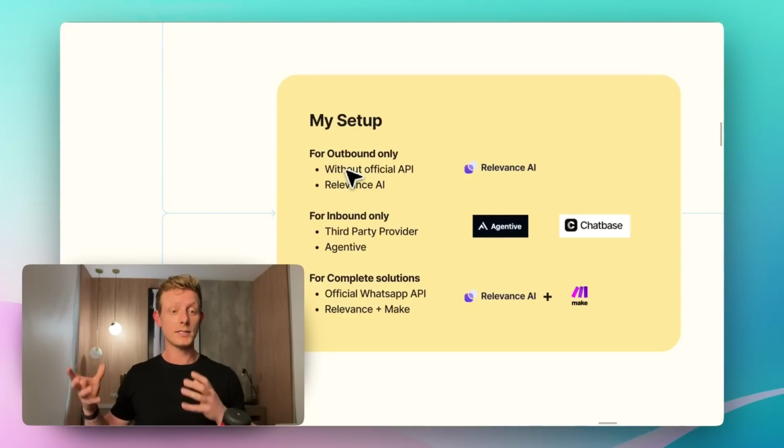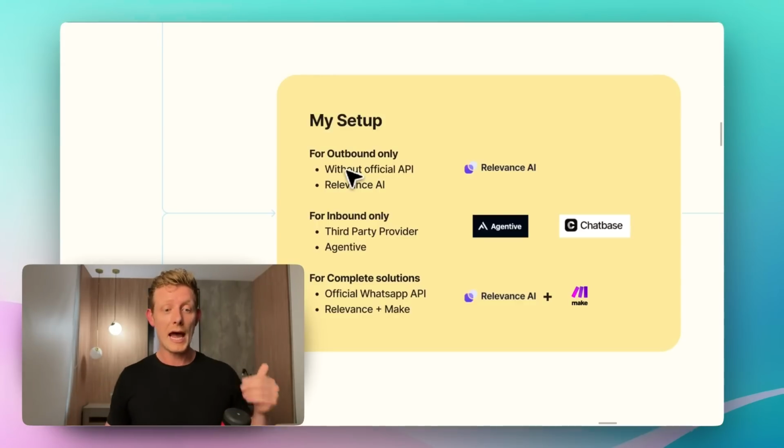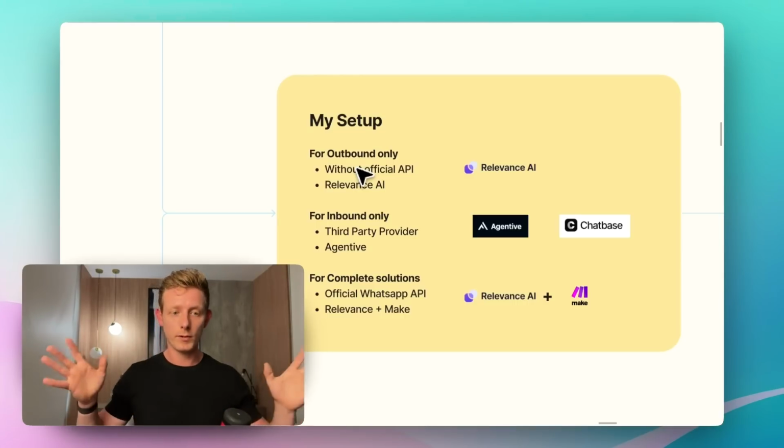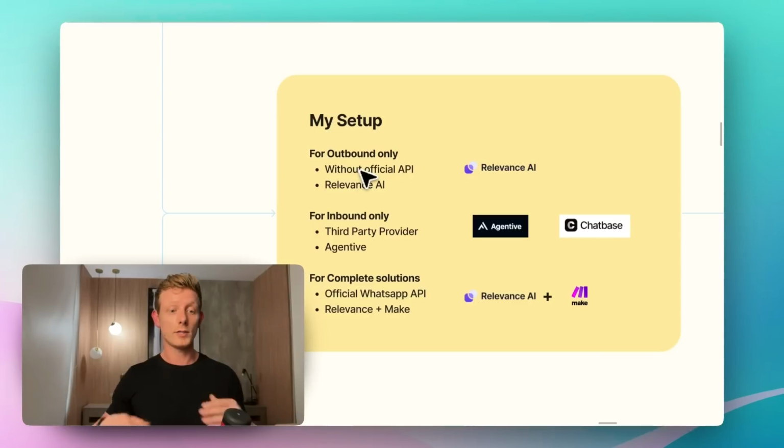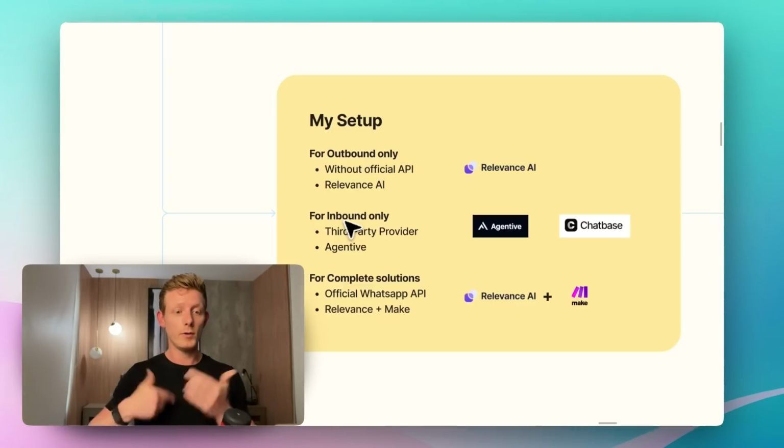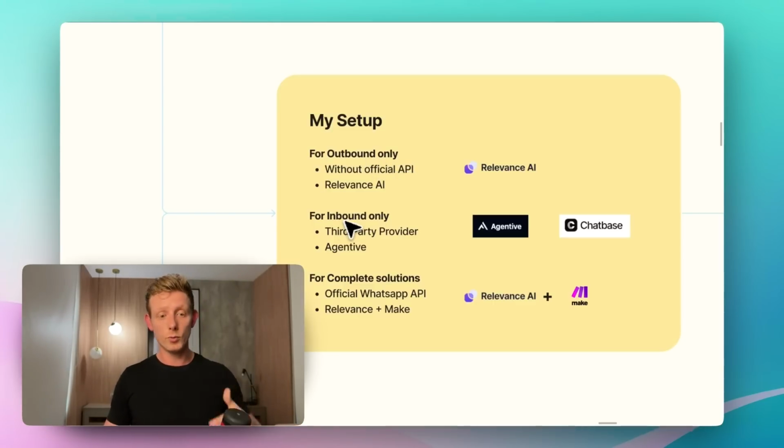Why? Because clients can still keep their own number, and we can do 100% personalized outreach, right? And then they can just take over the conversation inside of the normal WhatsApp Web or whatever chat management tool they use to actually respond to the customers if they respond, right? So that's my setup for outbound only. For inbound only, where we only respond to customers, I do like Agentive, right? Chat-based also pretty good, but I do prefer Agentive because of the tools we can integrate. So I would go with Agentive, but only in the case that you don't need human handoff, right?